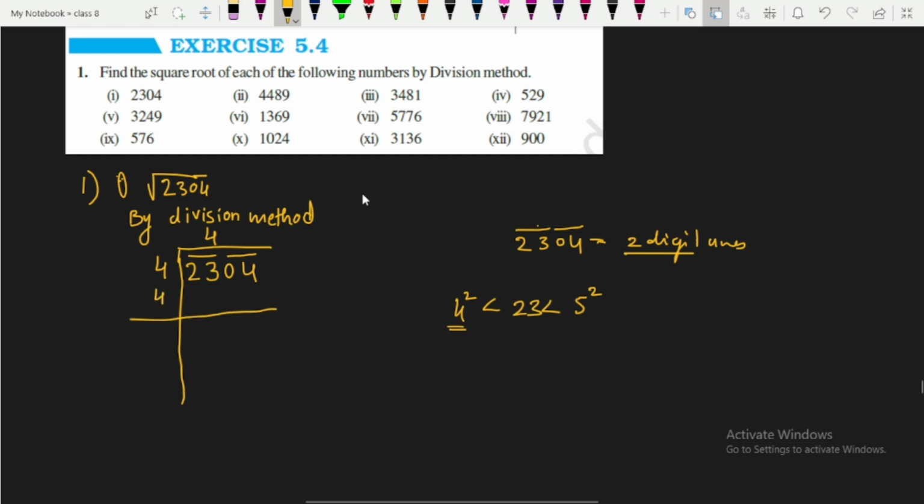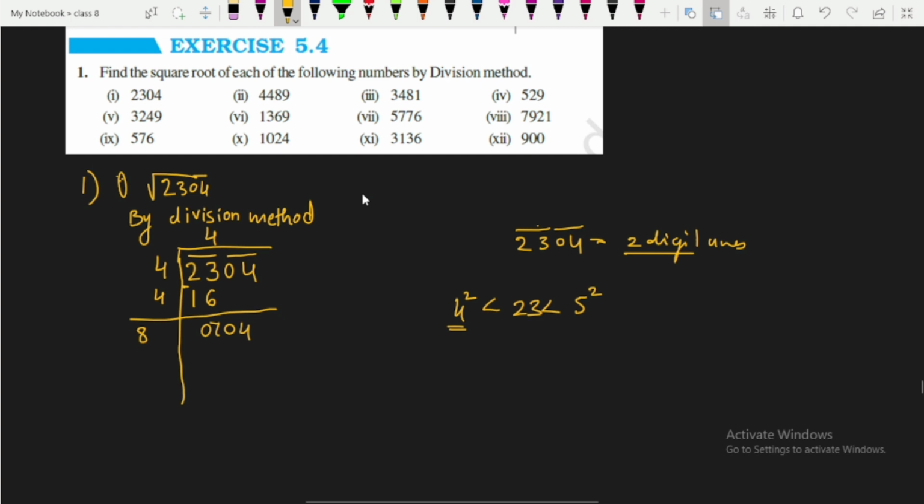Its addition you are going to write downside here, and its multiplication you have to write below the 23. So 4 fours are 16. Now subtract: 23 minus 16 is 7. The next step is to take the next bar's numbers down, that is 04. Now we have 704.